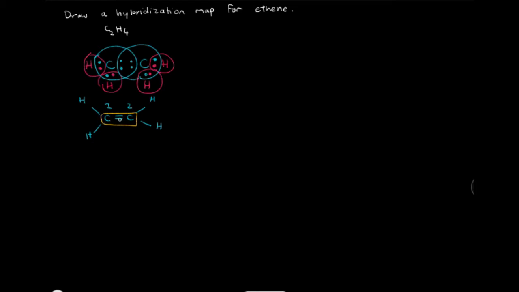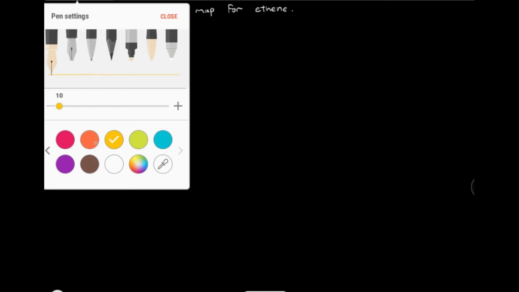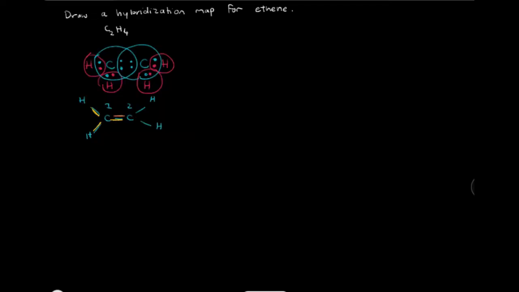This double bond here is going to consist of a sigma bond. I'm going to show the sigma bonds in yellow. So there are 3 sigma bonds here. And we're also going to get a pi bond, I'll do that in orange, between the carbons. Okay? So we have 3 sigma and 1 pi. So that's what we need to count for each carbon. You're going to see the same thing mirrored on the other carbon.